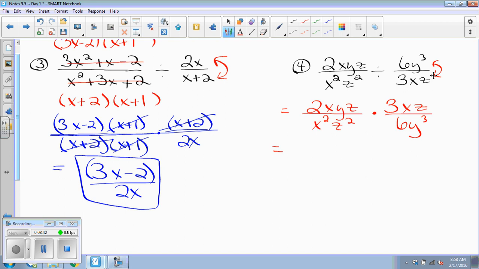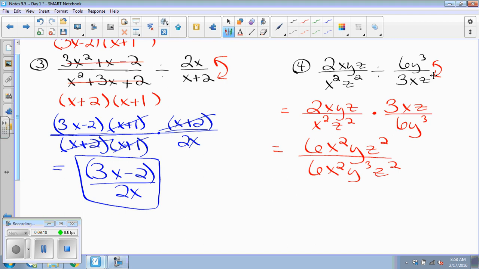Okay? So I multiply my whole numbers. 2 times 3 is 6. X times x is x squared. We don't have another y. And z times z is z squared. I don't have anything to multiply 6 by, so I just put 6, x squared, y to the third, and then z squared. Okay, so my numerator is simplified and my denominator is simplified.